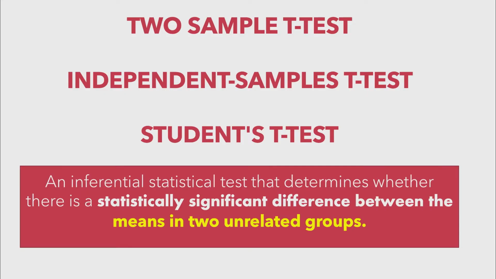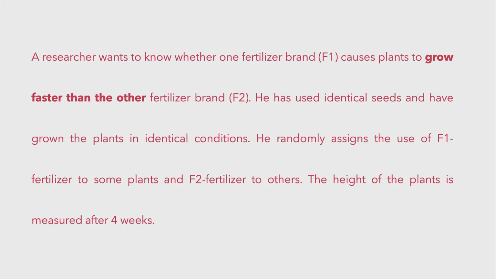Independent sample t-test is an inferential statistical test that determines whether there is a statistically significant difference between the means in two unrelated groups. For the purpose of this demonstration, I am considering this hypothetical example, which goes like this. A researcher wants to know whether one fertilizer brand, that is F1, causes plants to grow faster than the other fertilizer brand F2. So there are two different fertilizer brands, F1 and F2.